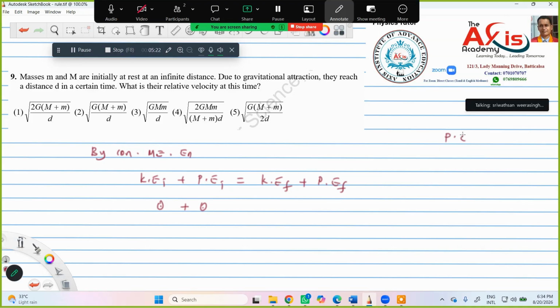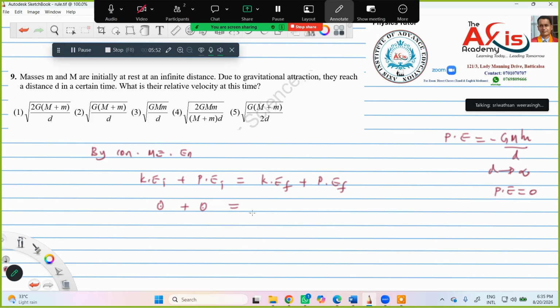We know the formula for potential energy is minus G capital M small m over d. Since d is infinity for the initial case, the initial potential energy is zero. That's the reason this is zero.